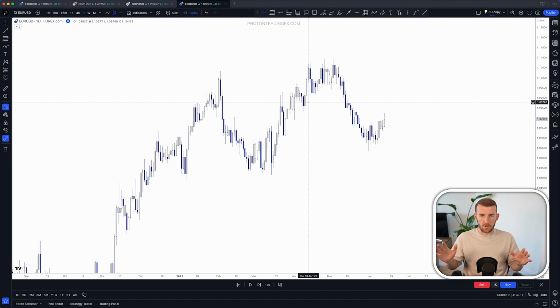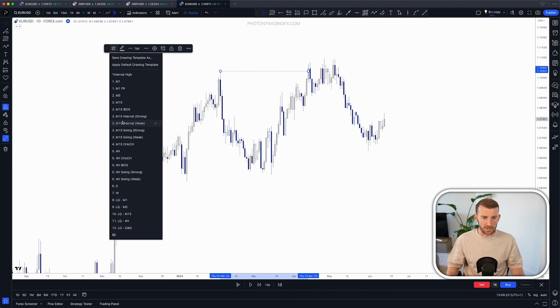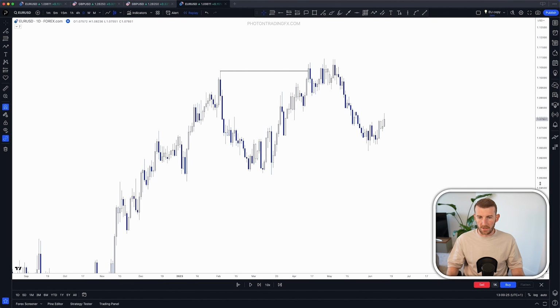So all I ever want to do, the first thing is I go to my highest time frame, and I just want to know what is the current swing range, right? That is always step number 1 for me. Where is my swing high? Where is my swing low? And I can see that this was the last break of swing structure here on the daily chart, okay?